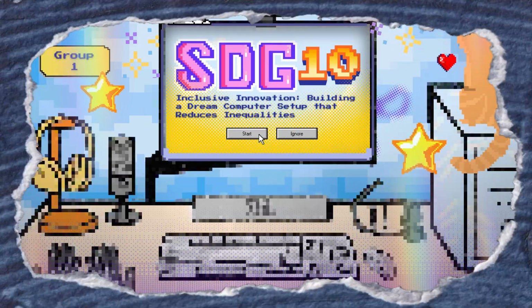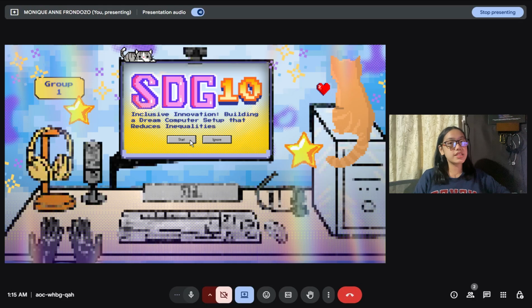Good day everyone, we are Group 1 and we're presenting our project on accessible computer components that support SDG10 or reduced inequalities. Our goal is to make technology more inclusive so everyone, including people with disabilities, can use computers easily and equally. Now, let's proceed to our chosen SDG that will be reported by Alison.